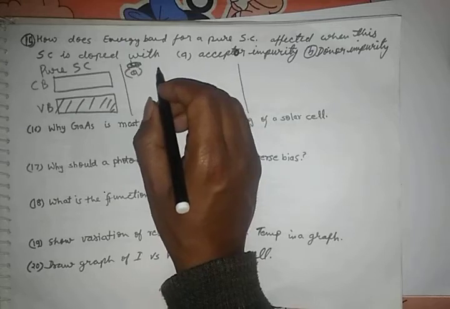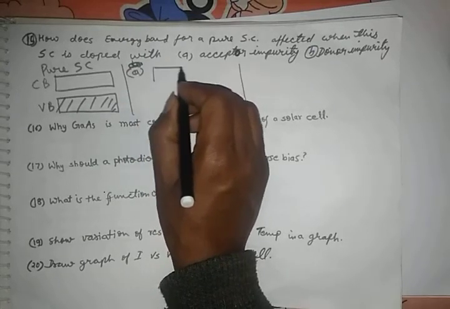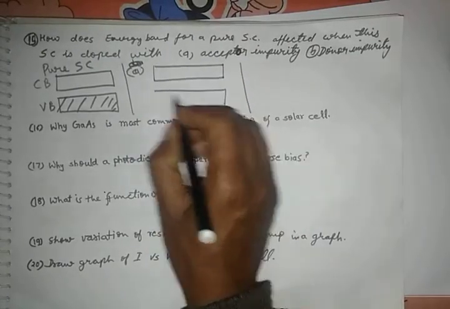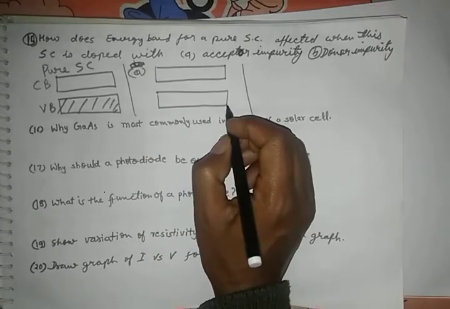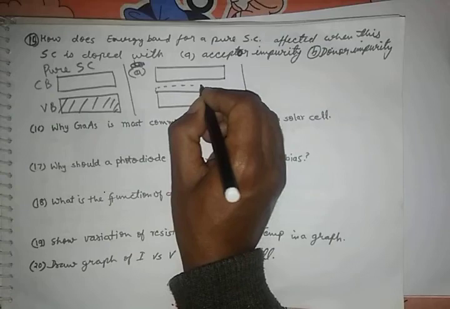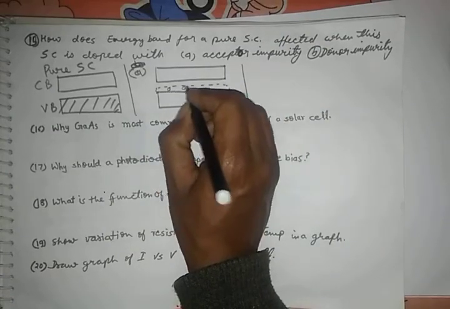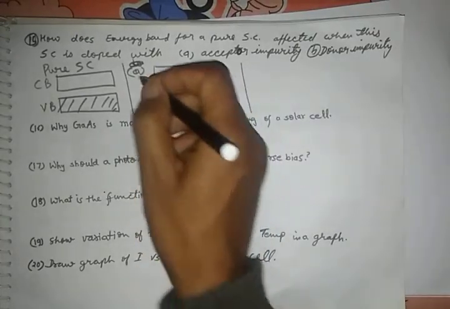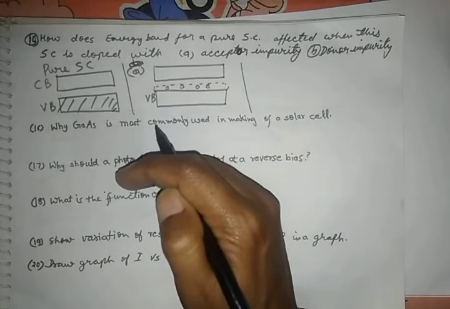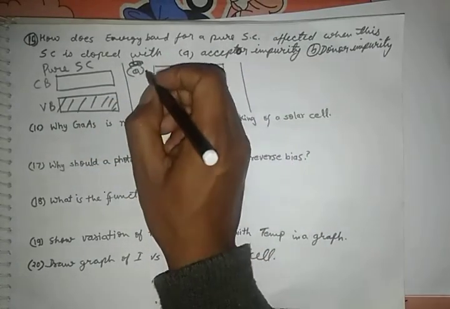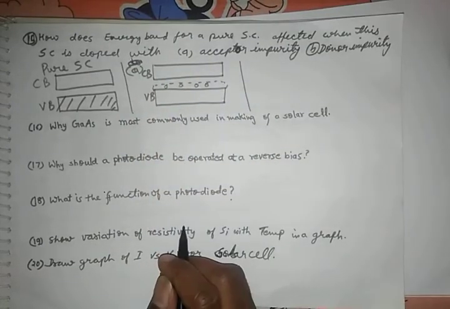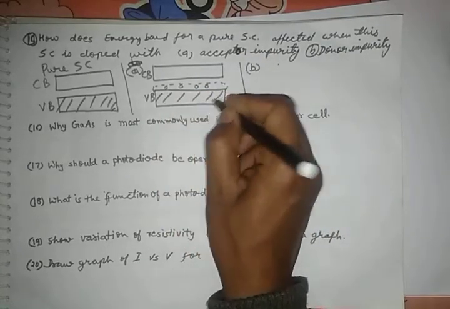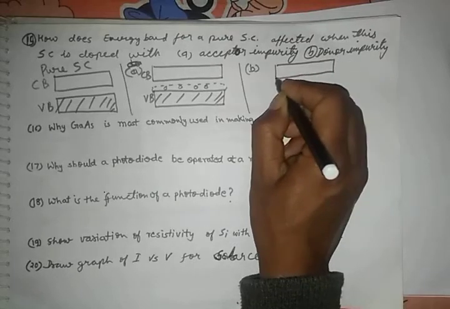Acceptor impurities means 13th group impurity. So there will be an addition of a band in the valence band region. We can say an acceptor energy level is added, and in the same way here a donor impurity level is added.